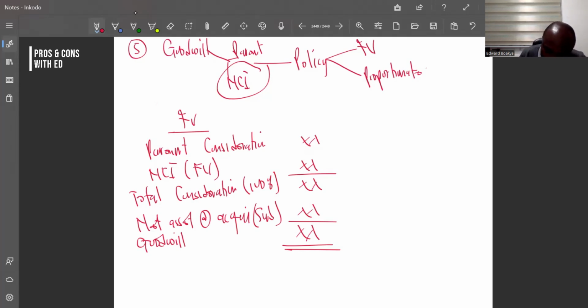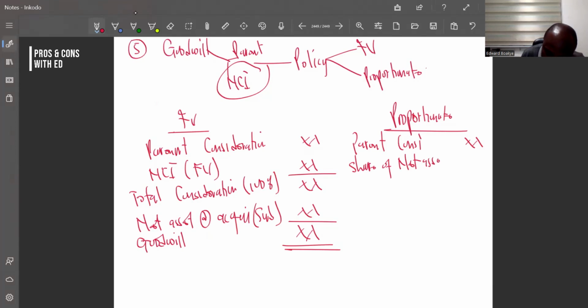What about the proportionate policy? For the proportionate policy, we say it belongs to the parent alone. The goodwill we are preparing belongs to the parent alone. Then we have the parent consideration. The parent consideration will now be compared with the parent's share of net asset at acquisition.